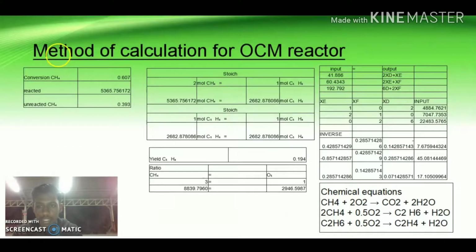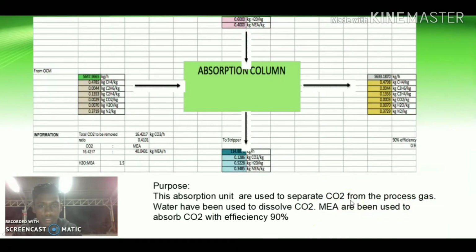Next, this is my method of calculation. First, I found the conversion of CH4, followed by the stoichiometry and the yield. Then I use the atomic balance to get my values. There are three chemical equations involved, which are these chemical equations. So next is the absorption column. Okay, so now we continue with the absorption column.